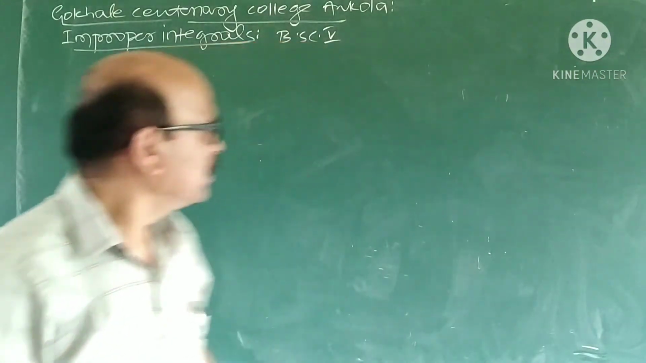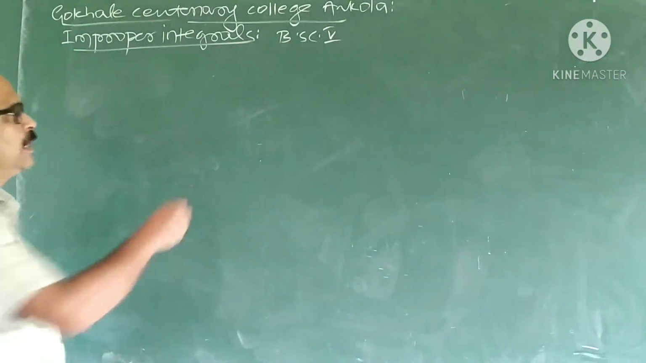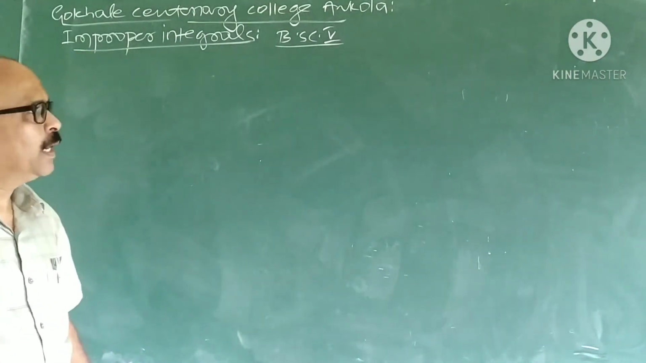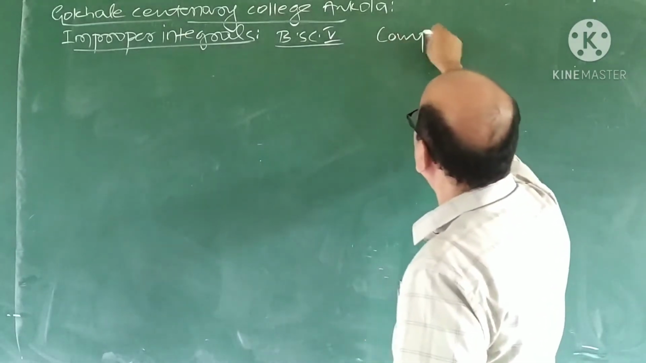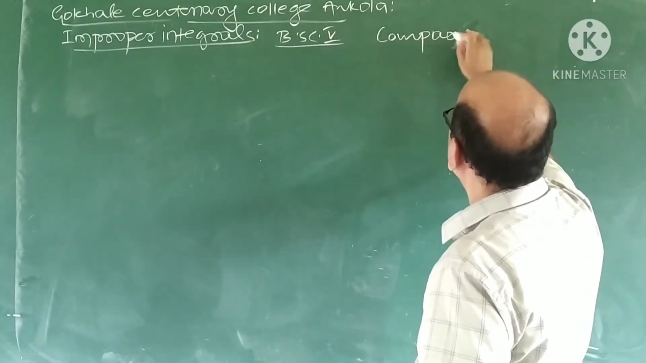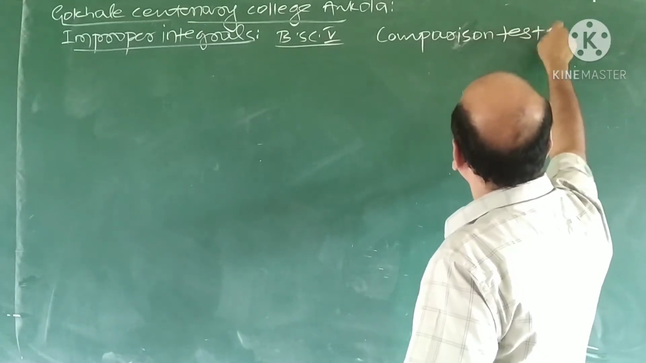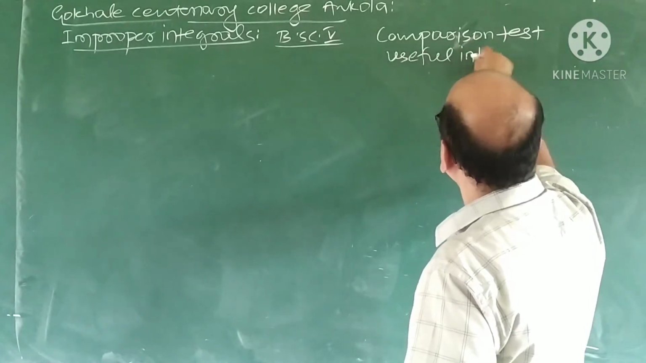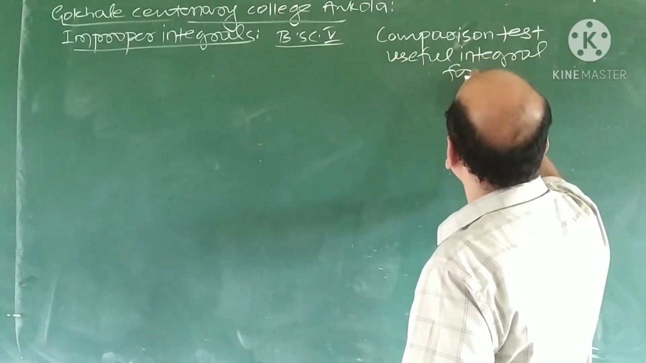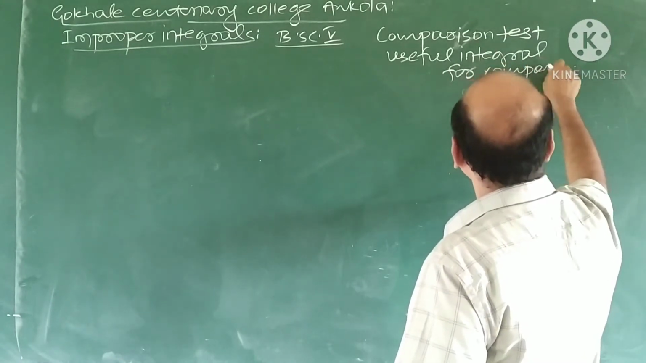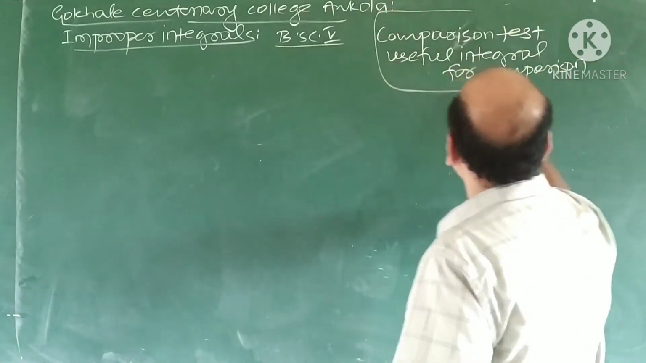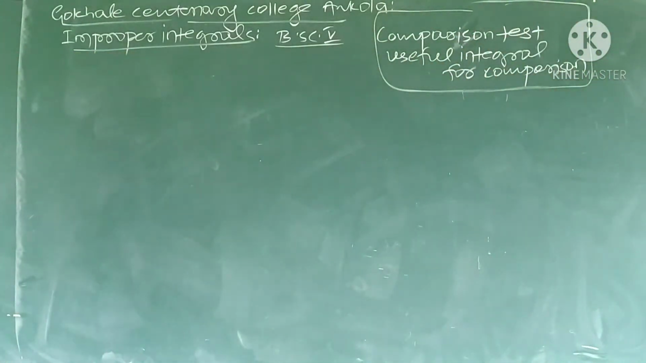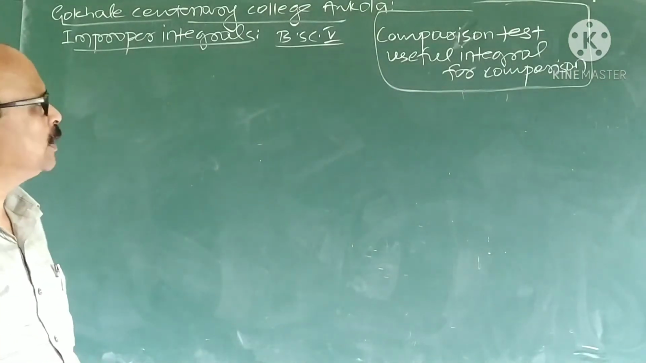Dear students, this is the continuation of improper integrals. In this video, I solved some problems on improper integrals. I have already explained what the comparison test is, and how to apply the comparison test and this useful integral for comparison. We have to use these two things here. And one more important thing is, we are dealing with only positive integrands. Integral a to b f(x) dx, where f(x) is positive.